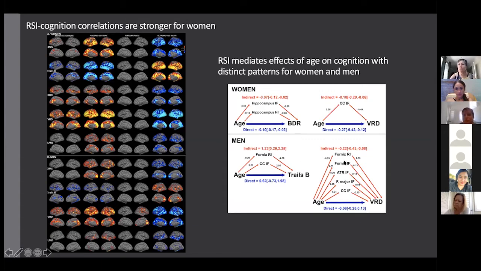Interestingly, we found that fiber microstructure mediated effects of age on visual spatial memory for both women and men. However, we observed some interesting sex differences as well, where hippocampal microstructure mediated effects of age on verbal episodic memory, and white matter microstructure mediated effects of age on executive function for men. So again, this is reinforcing the suggestion that men and women undergo different patterns of cytoarchitectural brain aging, and that may contribute to the different patterns of cognitive decline in older age.